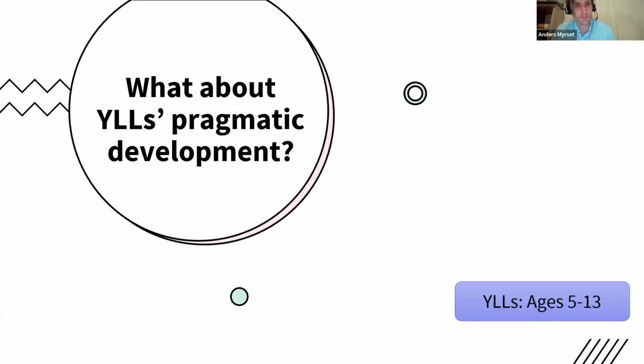Okay, moving to what young language learners' pragmatic development looks like. And here, when I say young language learners, we have in our work defined it as ages 5 to 13, which is roughly the ages of primary education in Europe, give or take a couple of years in the beginning or the end of this. But this is at least the working definition or age range that we have been using.